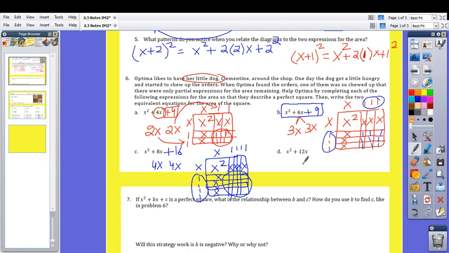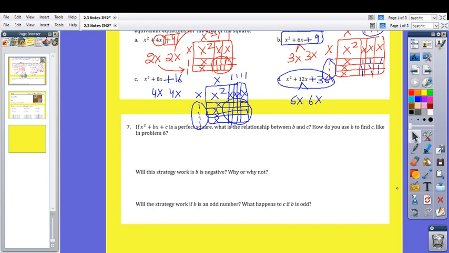Okay, let's do this one. Instead of making tiles, let's figure it out mathematically. So you will be splitting it into 6x and 6x. So then this here will be 6 times 6, so 36. So 36 is what is missing in this one. Okay.